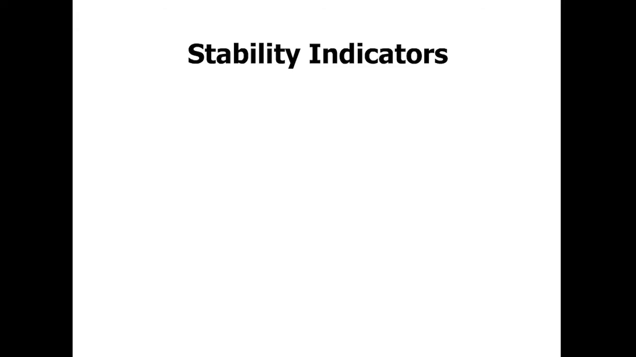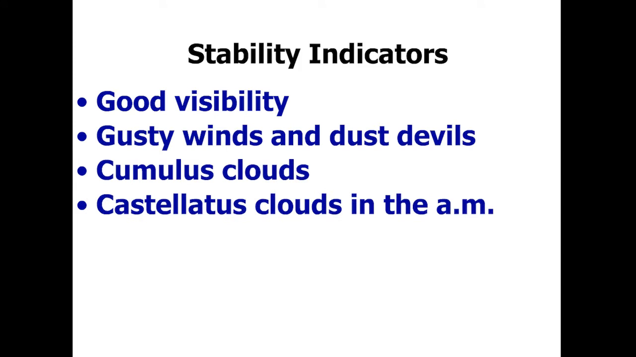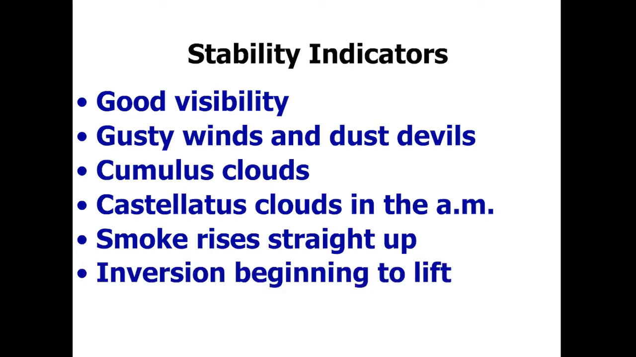To monitor atmospheric stability, constantly be looking for any of the 7 indicators. Good visibility, gusty winds and dust devils, cumulus clouds, castellatus clouds in the morning, smoke rises straight up, inversion beginning to lift, thermal belt.